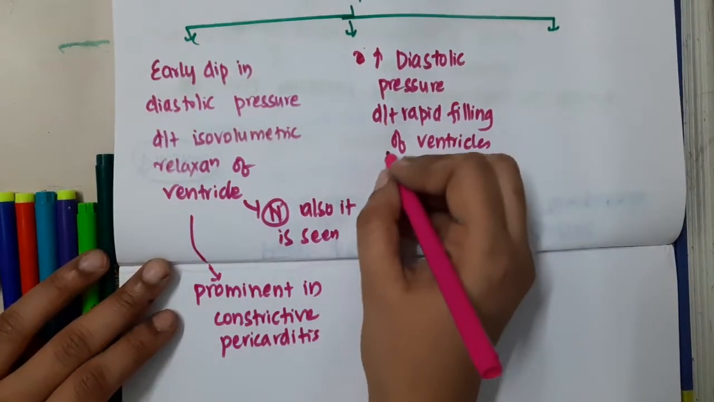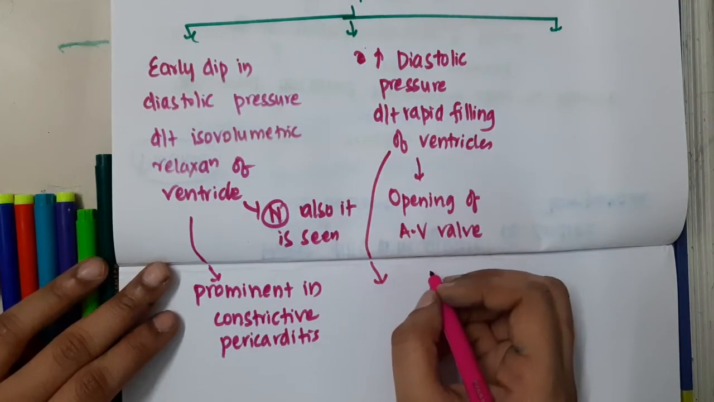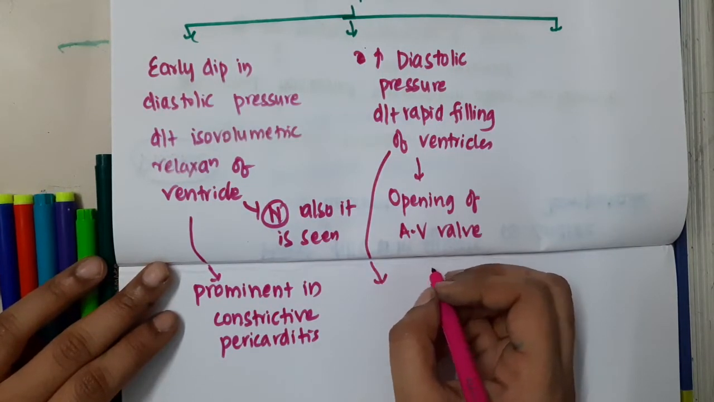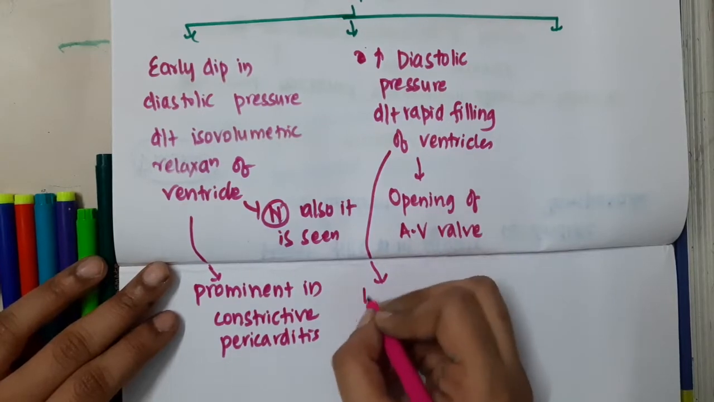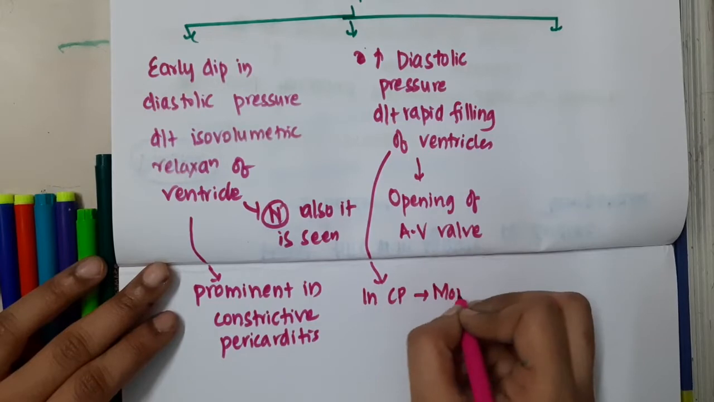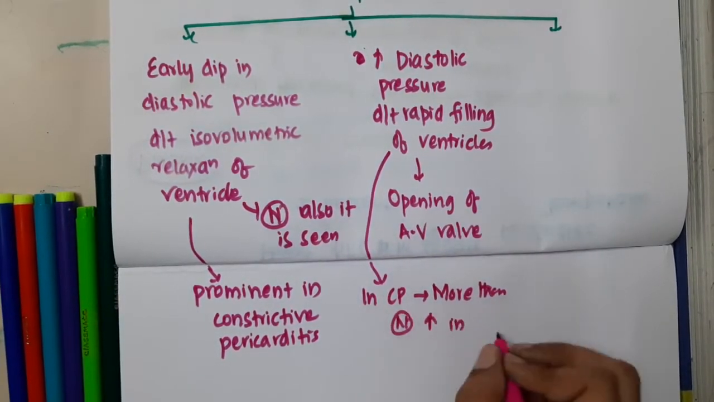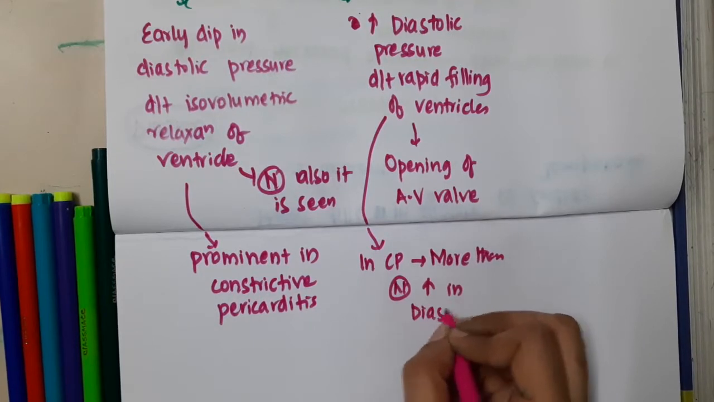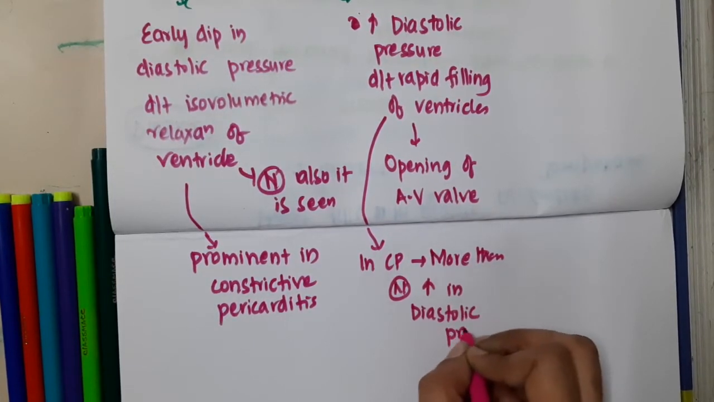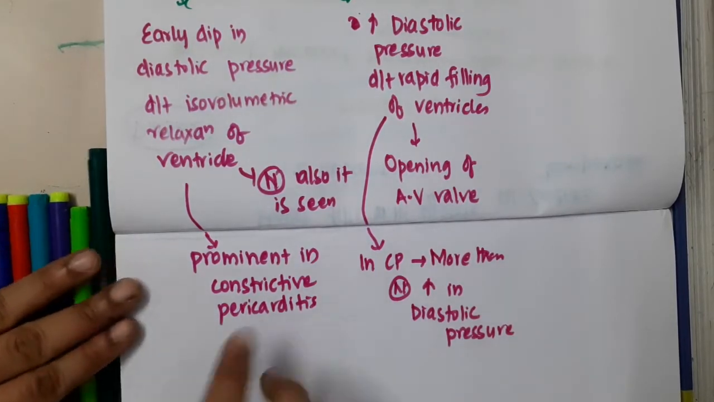If you see this phase, here in constrictive pericarditis there is more than normal increase in diastolic pressure, because of excessive relaxation and thus excessive filling. Then we have the third phase.